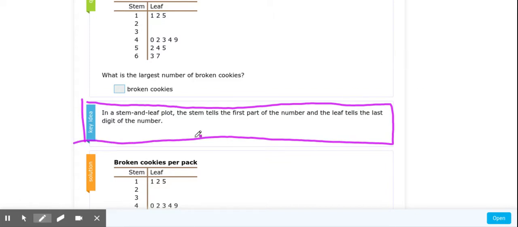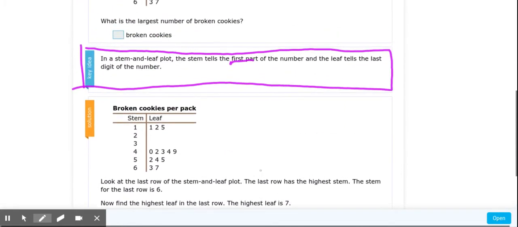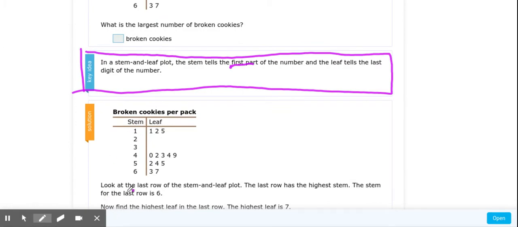So the stem says the first part, so that can be 1 or 2 or even 3 digits, maybe. And the leaf tells the last digit of the number. It looks like the examples we're going to see here are where the stem is going to have 1 digit and the leaf has 1 digit.